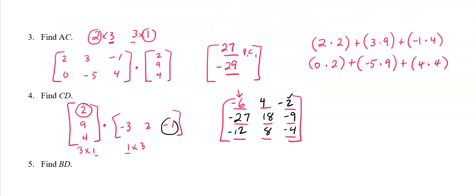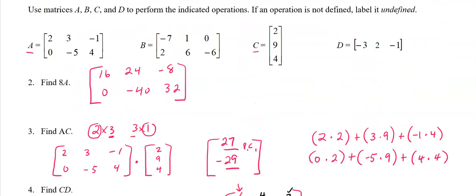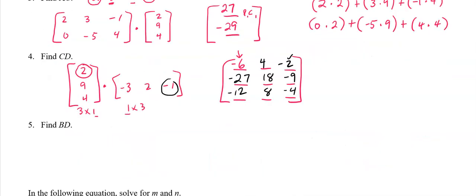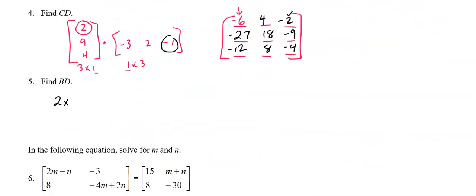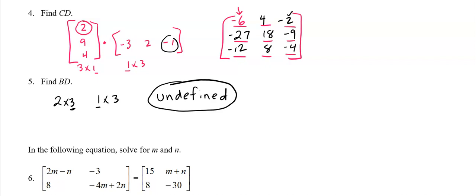And then finally we have the B matrix, which is a 2 by 3. So B is a 2 by 3. And then D, of course, we've already written that here, is a 1 by 3. Well, this isn't possible because these inside numbers do not match up. So we're told in the directions that if it's not possible, just put undefined. You'll do the same thing on your test if that happens. And there's your answer for number 5.